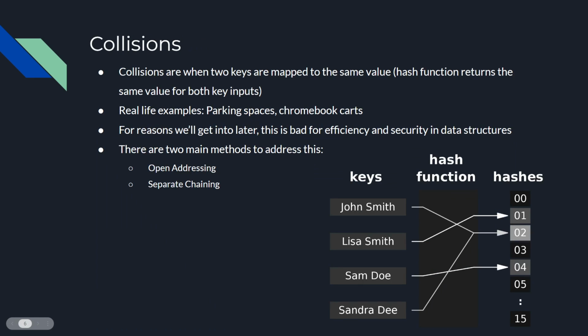Collisions are when two different keys are mapped to the same value. As we talked about before, this happens when the hash function isn't perfect and returns the same value for both key inputs. For some real life examples, think about parking spaces or Chromebook carts if your school system uses those. For reasons we'll get into later, this is really bad for efficiency and security in data systems, so we want to keep collisions to a minimum. That said, since there aren't many perfect hashing functions, we need ways to address collisions. The two main ways are through open addressing and separate chaining. You can see an example of a collision on the right when John Smith and Sandra D both map to the hash 02.